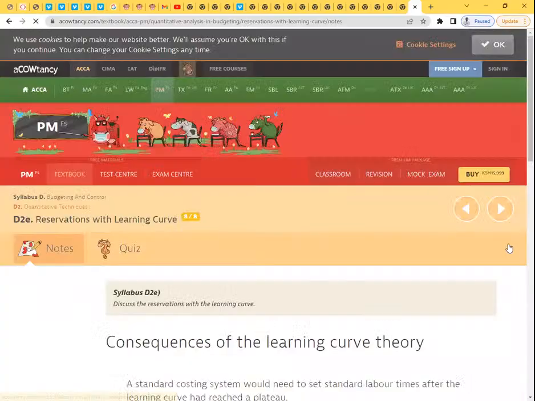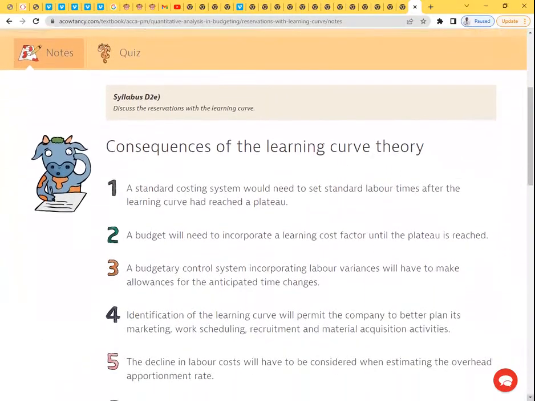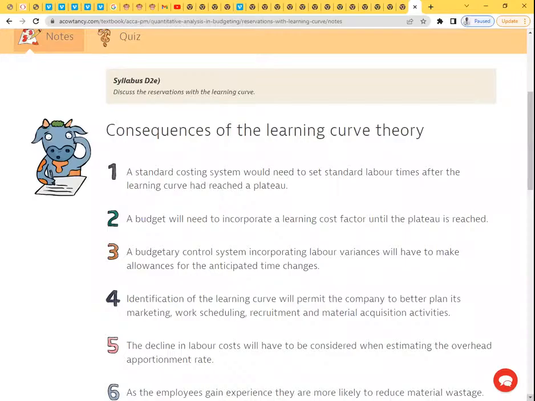Reservations for learning curves. We are told here, consequences of the learning curve. A standard costing system would need to set standard labor times after the learning curve had reached a plateau. After the learning curve reaches a plateau, and we've said, for instance, that it is the labor cost of the 64th batch that will be used, everything of the 64th batch will be put under what we call a standard cost card. A budget will need to incorporate a learning cost factor until the plateau is reached.